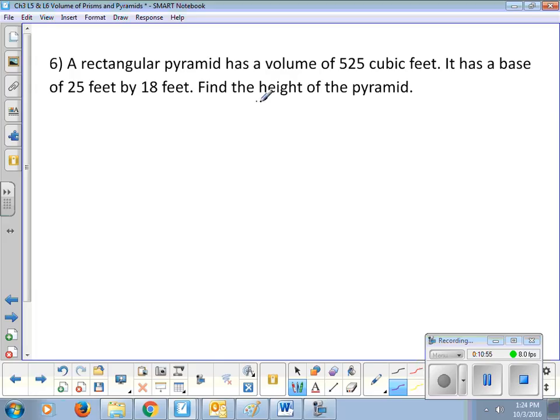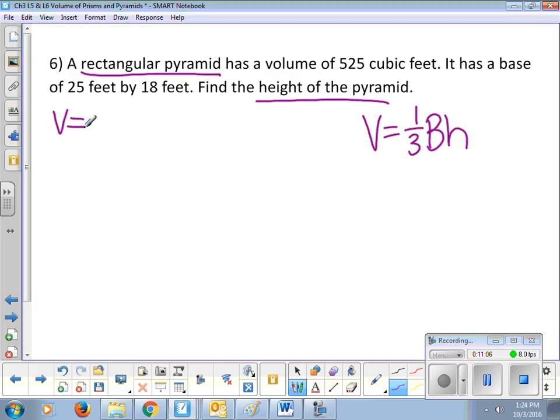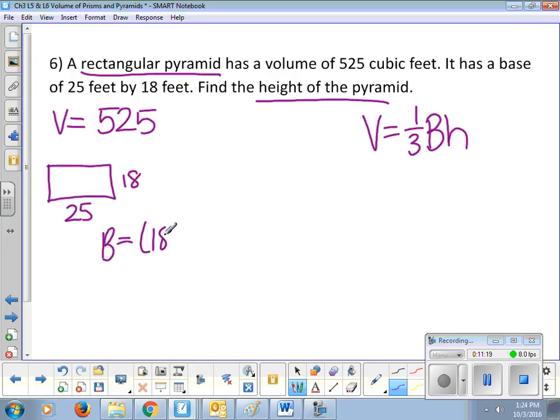Okay, and for our last question, we are solving for our height of the pyramid. Volume is 1/3 area of the base times the height, and we have a rectangular pyramid. Our volume is given to us, 525 cubic feet. We know that the base is a rectangle and our dimensions of the base are 25 and 18. So when we find our area of the base, we multiply 18 by 25. 18 times 25 gives us 450. And now we can plug in our known values into the formula.